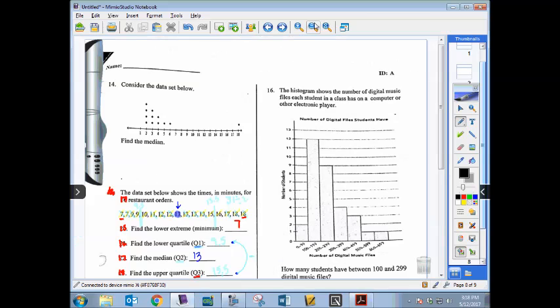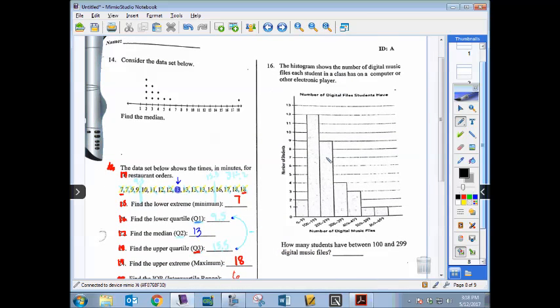We had 2 histogram questions on here. This was the second of the 2. The histogram shows the number of digital music files each student in a class has on a computer or an electronic player. You just had to answer the question, how many students have between 100 and 299 digital music files? So we're talking about everybody in this bar right here, because they have from 100 to 199, and then we're talking about everybody in this bar also.